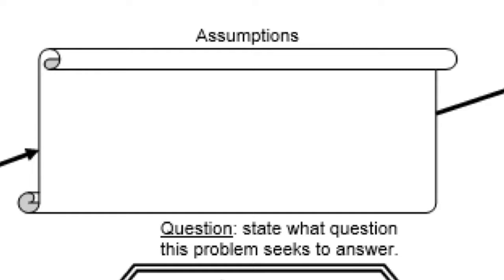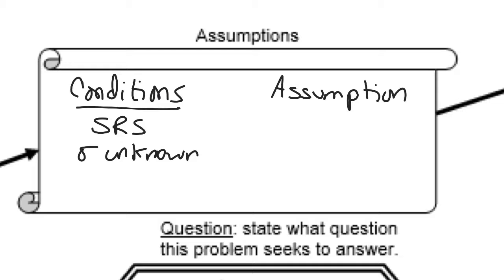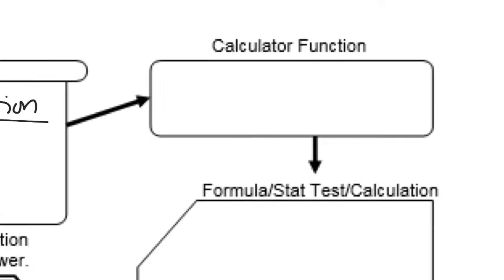So our conditions: simple random sample, sigma unknown. Assumption: normal distribution, and again, it's the same justification as the previous video, so I'm not going to write it again. Calculator function, T interval.